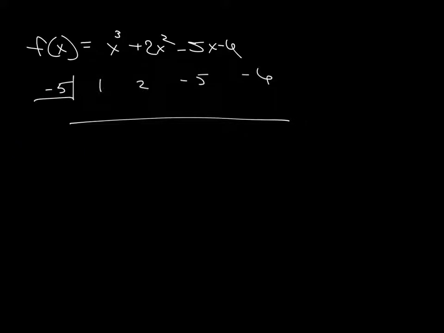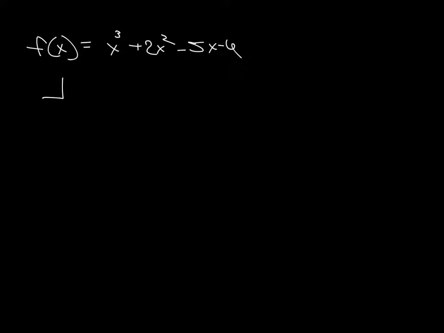So for example 6, it says let f of x equal x cubed plus 2x squared minus 5x minus 6. Factor f of x and solve the equation f of x equals 0. So the first thing they're asking us to do is factor f of x. They're asking us to factor this. Okay, so let's try. I'm not going to try negative 5. I know that doesn't work.